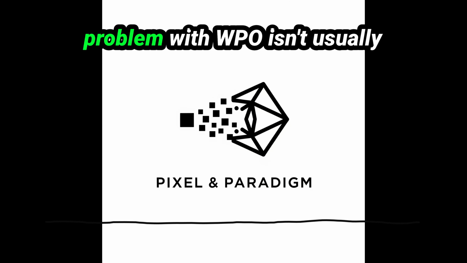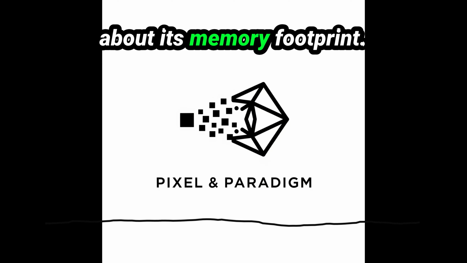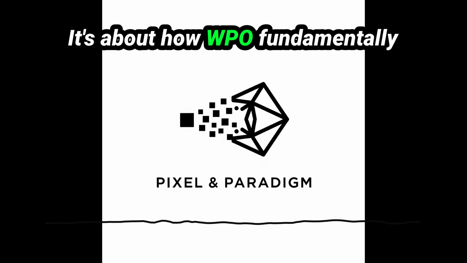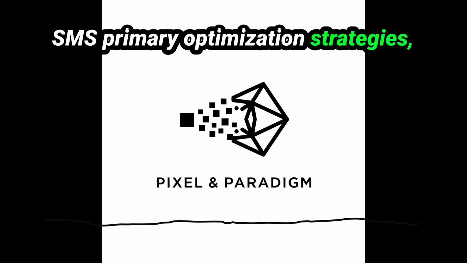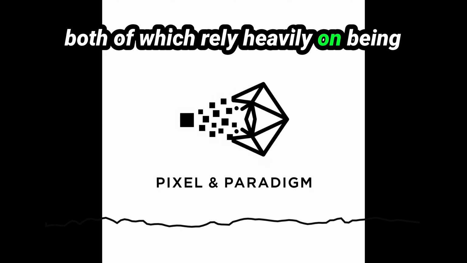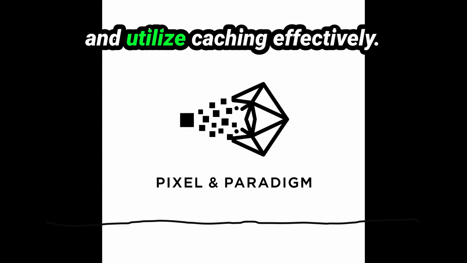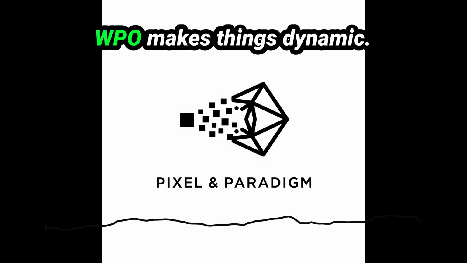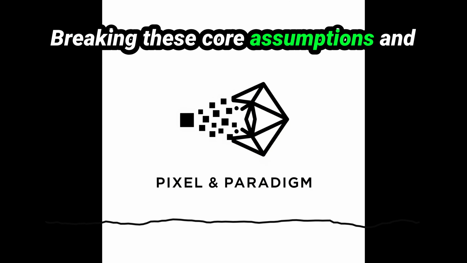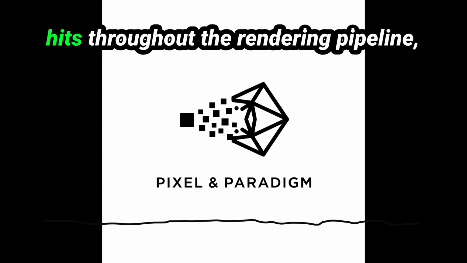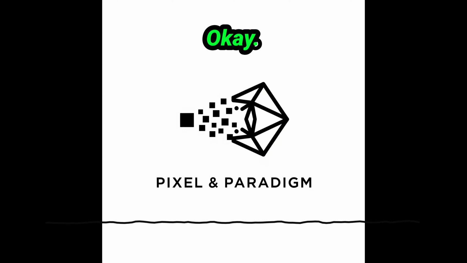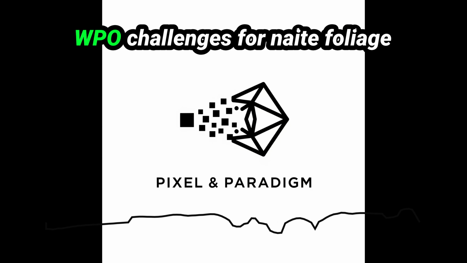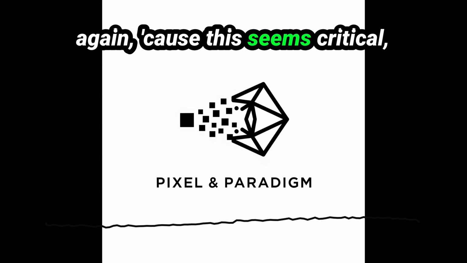But the core performance problem with WPO isn't usually about its memory footprint. It's about how WPO fundamentally conflicts with Nanite's and VSM's primary optimization strategies, both of which rely heavily on being able to perform static analysis and utilize caching effectively. WPO makes things dynamic, breaking these core assumptions and causing those cascading performance hits throughout the rendering pipeline, especially in the shadow rendering.